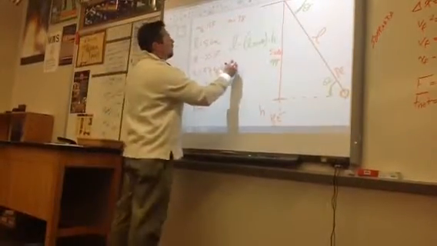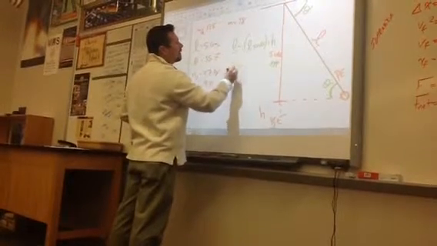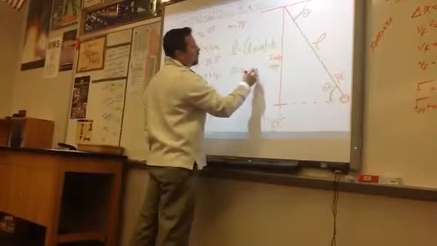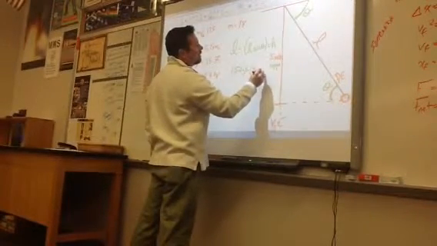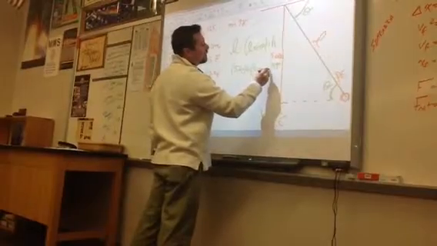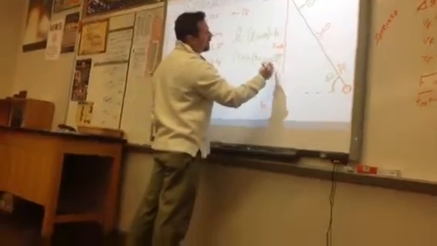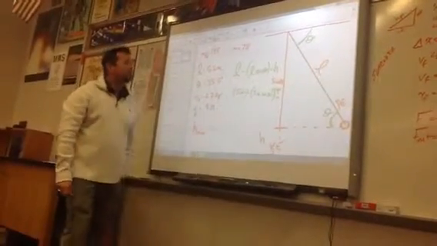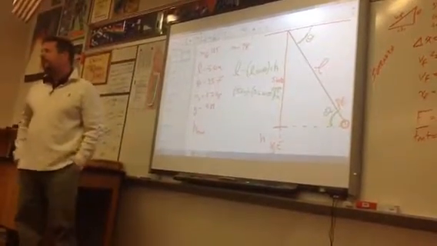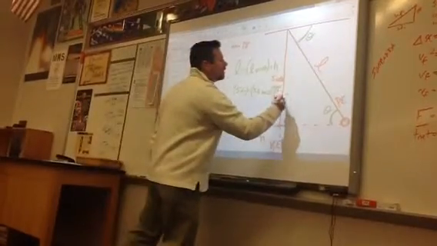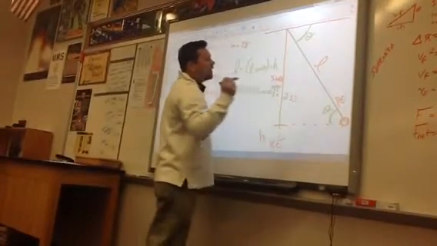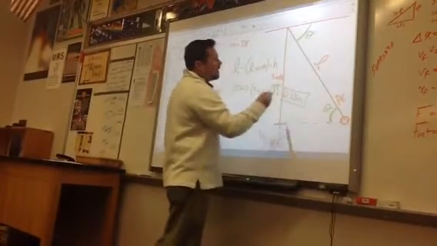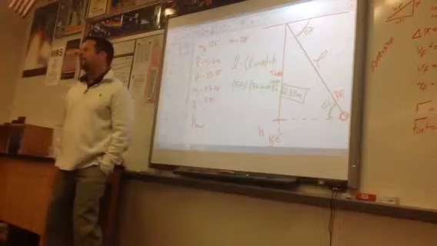So our 5.6 meters minus 5.6 times sine of 35.7 gives me my height. And what do you get here? 2.33. And what's the unit? Meters. So that's how high he ends back up.